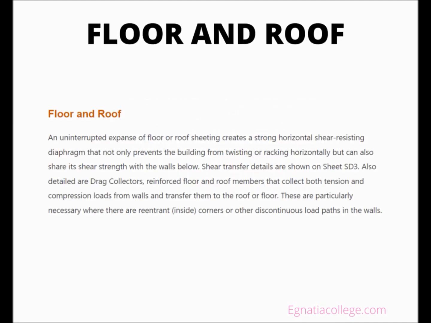Floor and roof. An uninterrupted expanse of floor or roof sheeting creates a strong horizontal shear-resisting diaphragm that not only prevents the building from twisting or racking horizontally, but can also share its shear strength with the walls below. Shear transfer details are shown on sheet SD3. Also detailed are drag collectors, reinforced floor and roof members that collect both tension and compression loads from walls and transfer them to the roof or floor. These are particularly necessary where there are reentrant, or inside, corners, or other discontinuous load paths in the walls.